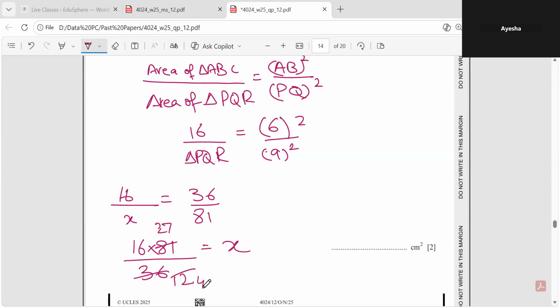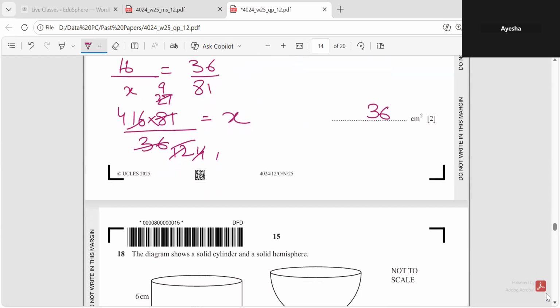Then 3 4s are 12. And 3 9s are 27. 4 1s are 4. 4 4s are 16. So 4 9s are 36. So we get 36 centimeters square. This is the area for the bigger triangle.